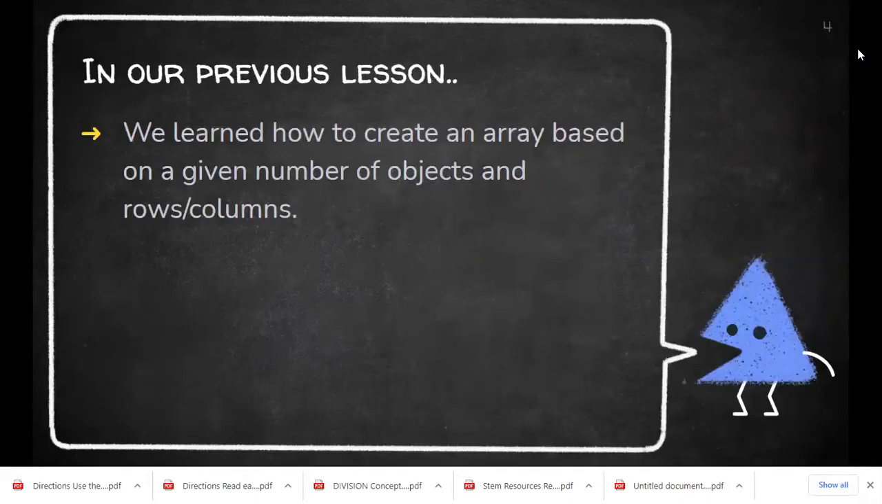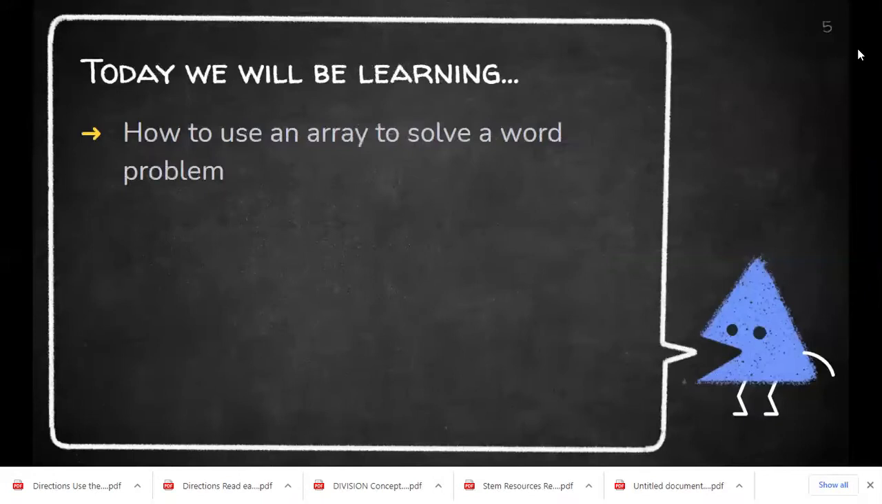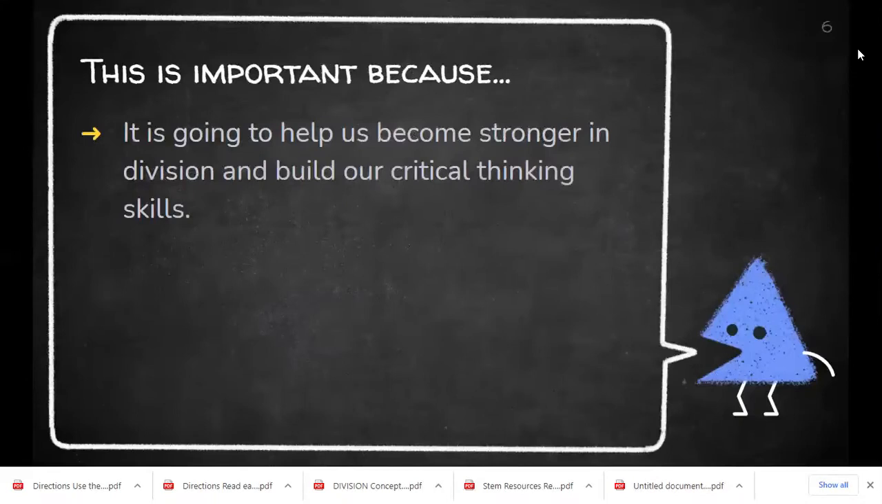So in our previous lesson, we learned how to create an array based on a given number of objects in rows or columns. Today, we'll be learning how to use an array to solve a word problem. This is important because it is going to help us become stronger in division and build our critical thinking skills. We have learned that an array is a method for organizing objects in a way that makes it easy to count them. Arrays are arranged in straight and equal rows and columns, and arrays can be used to help us solve some word problems.